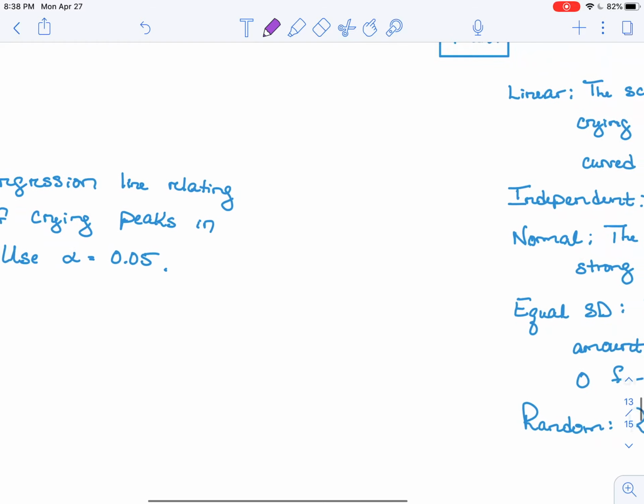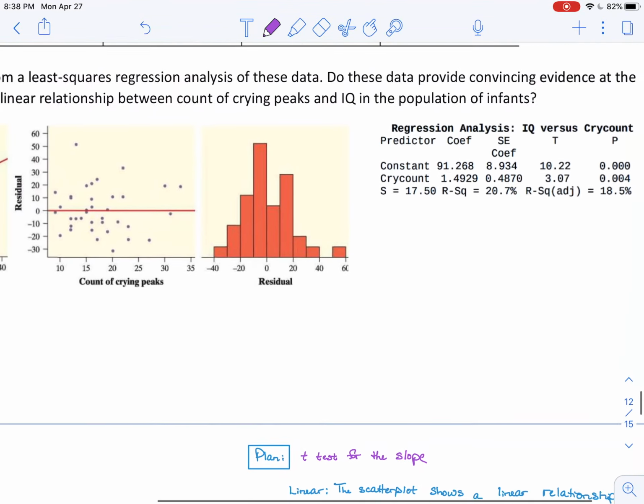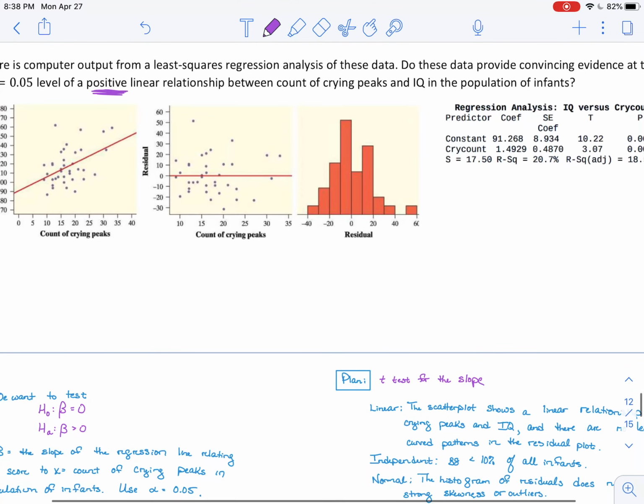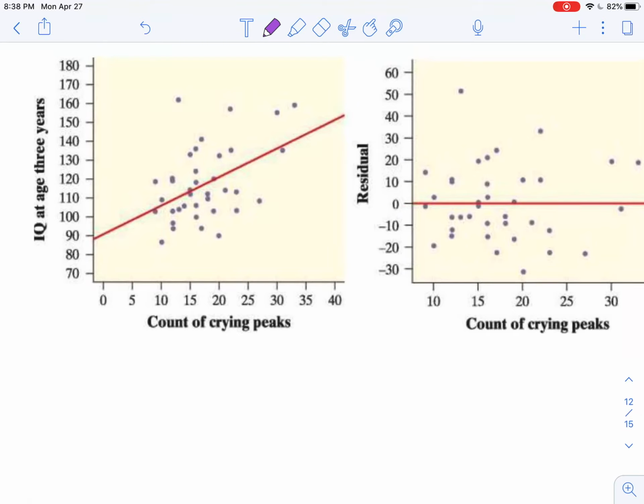There is no significance level stated, so I'm just going to use alpha being 0.05. Remember, you can choose whatever you want if it's not stated, as long as you say that you're going to use that. We do have to test our conditions before I finish my plan. I should write that I'm about to do a t-test for the slope. We still need to check those linear conditions for inference. So I need to look at these graphs.